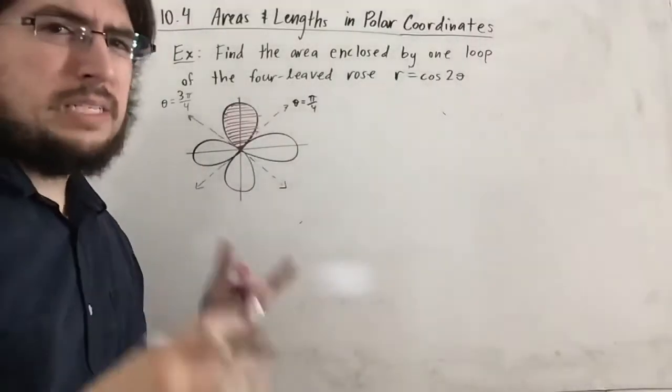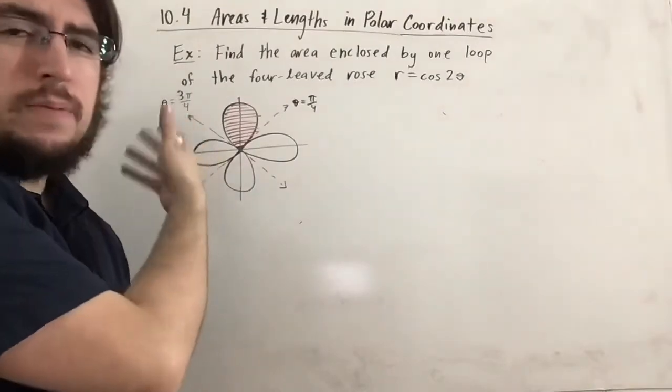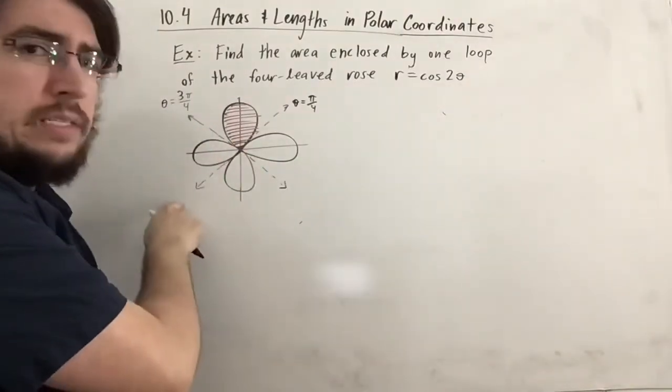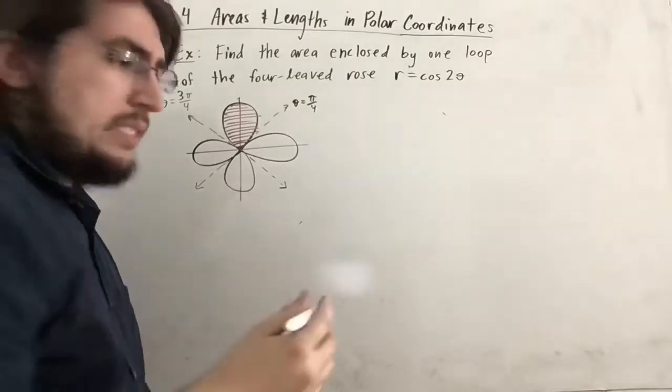So first off, I misspoke earlier. I wrote a 5 pi over 4. I really meant to say 3 pi over 4. 5 pi over 4, by the way, is here in the third quadrant. But now that we have that settled, let's move on.